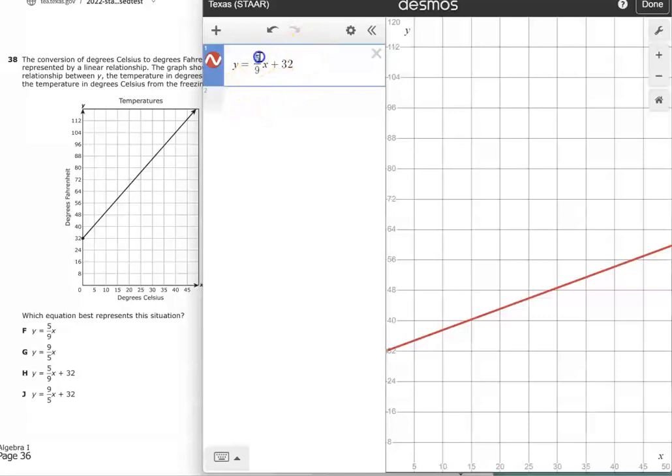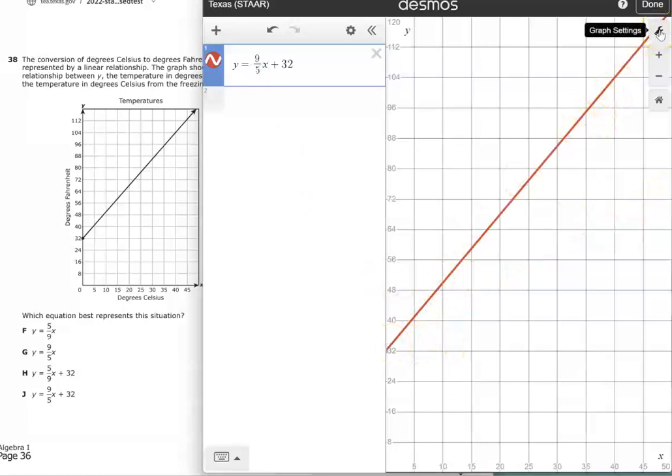So let's change this 5/9 to 9/5. And that one fits just right. Now the steepness isn't exactly the same, and that's because this grid is not squared. But I think just by process of elimination that students would certainly know that the correct answer in this problem is answer choice J.